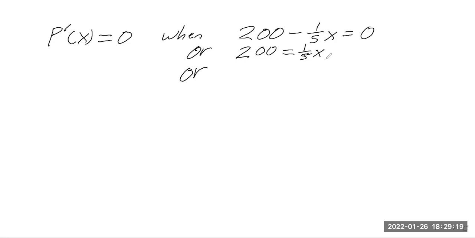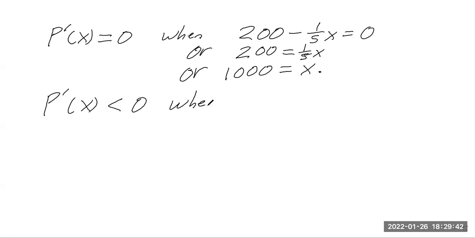Now, if I wanted to isolate x and get it on itself, what I'd have to do is multiply both sides by 5. And if I multiply the left by 5, I'll get 1,000. Multiply the right, I'm just left with x. Right?